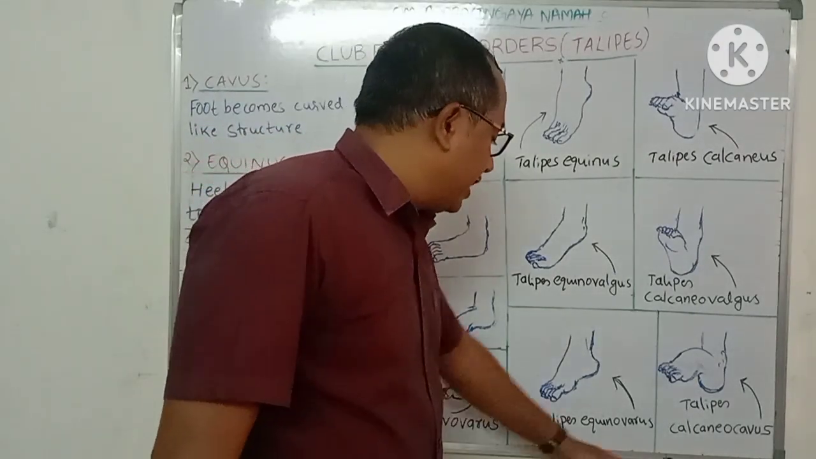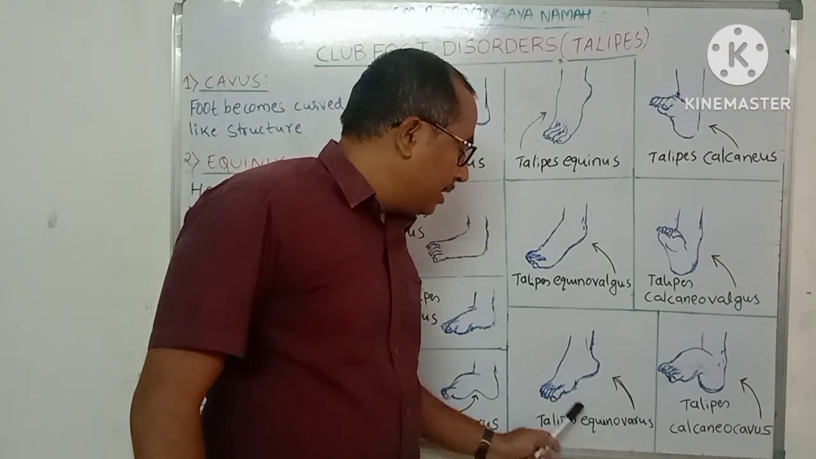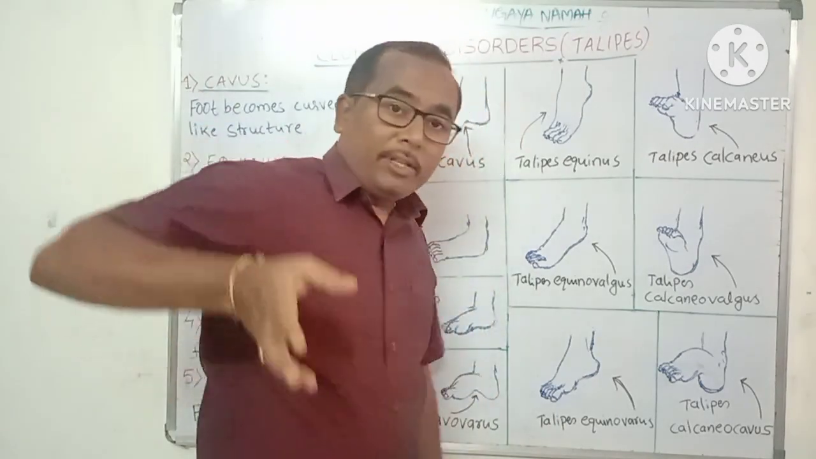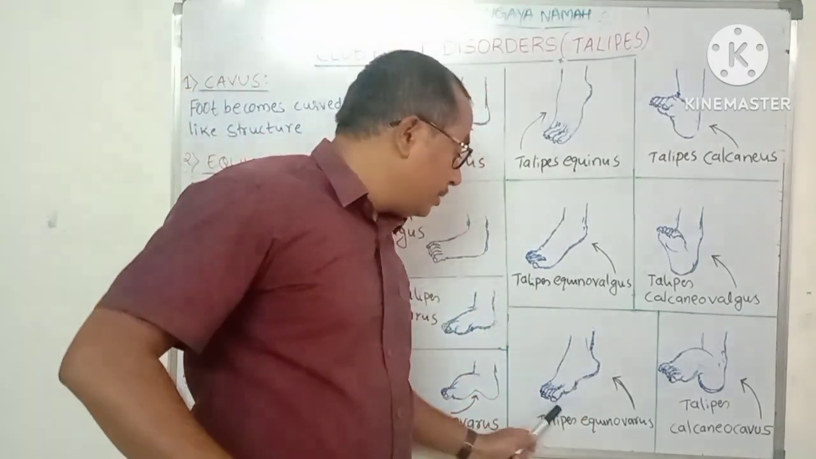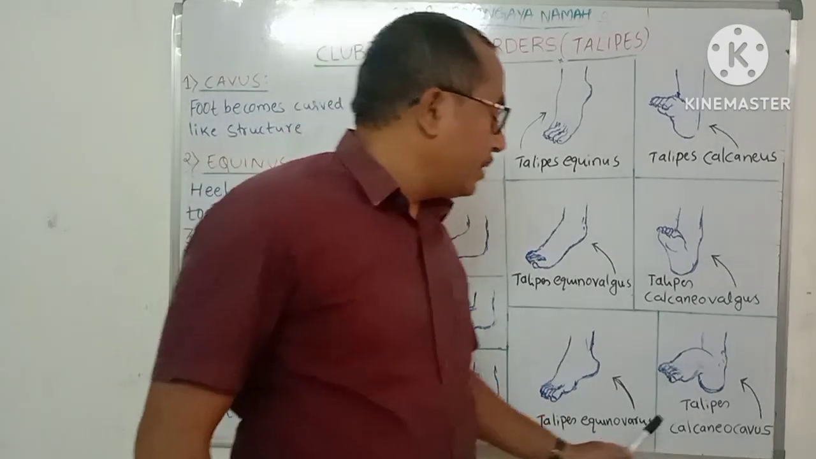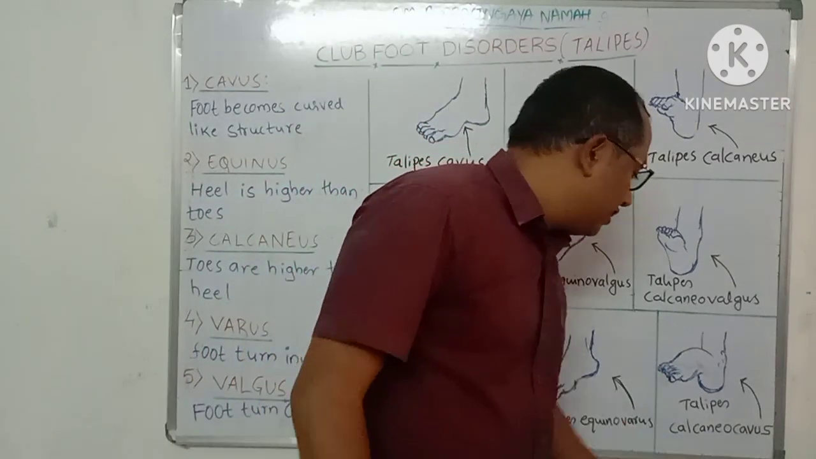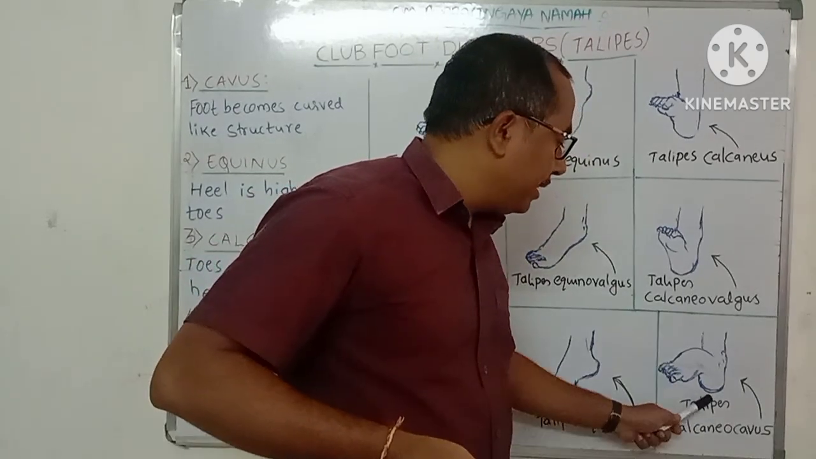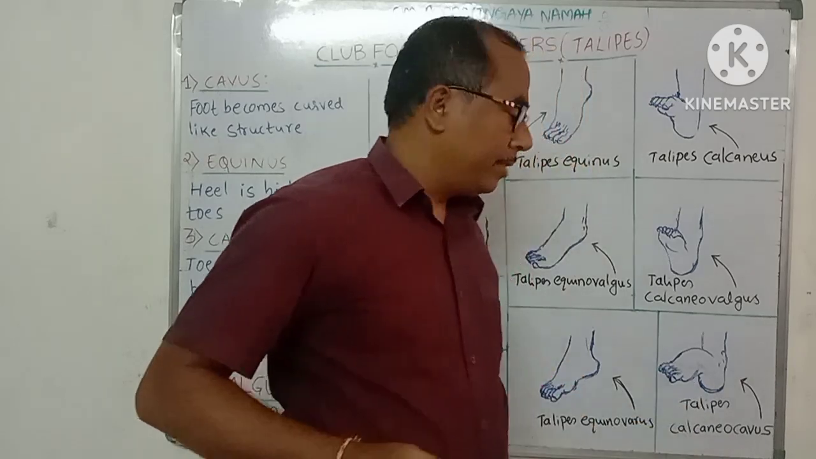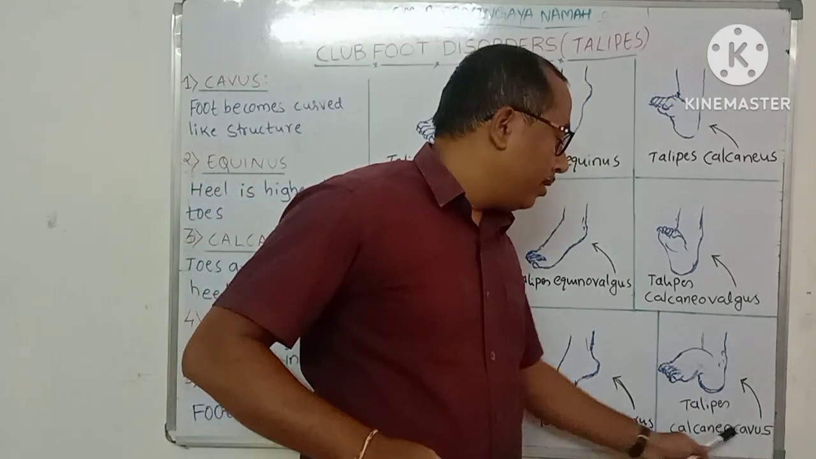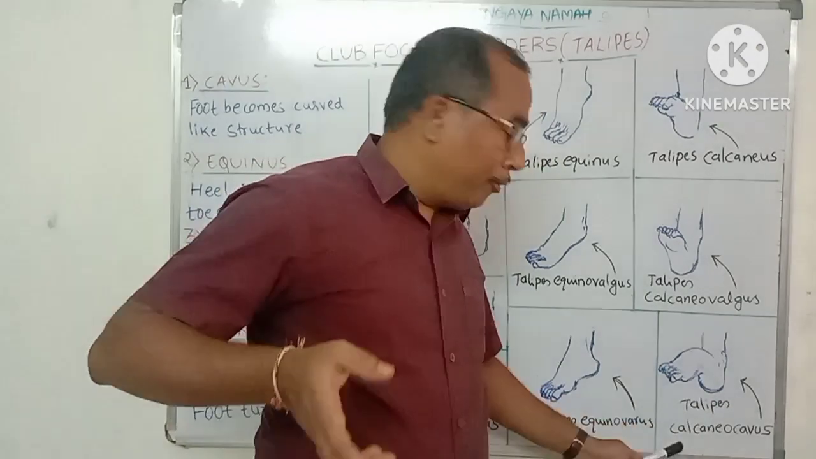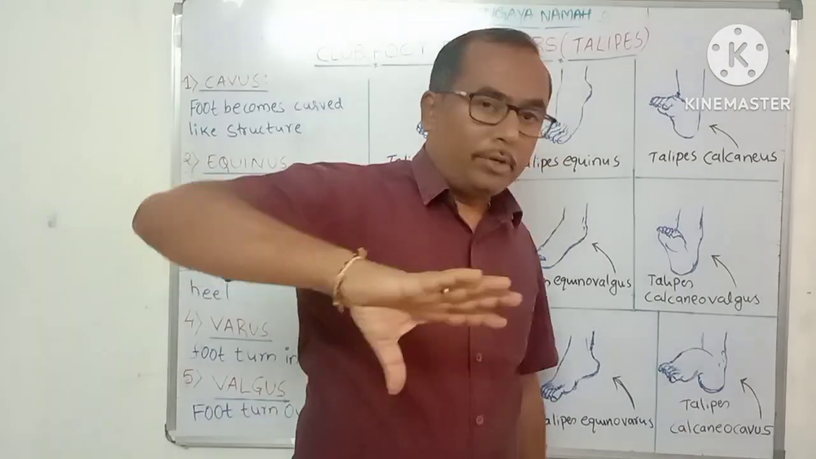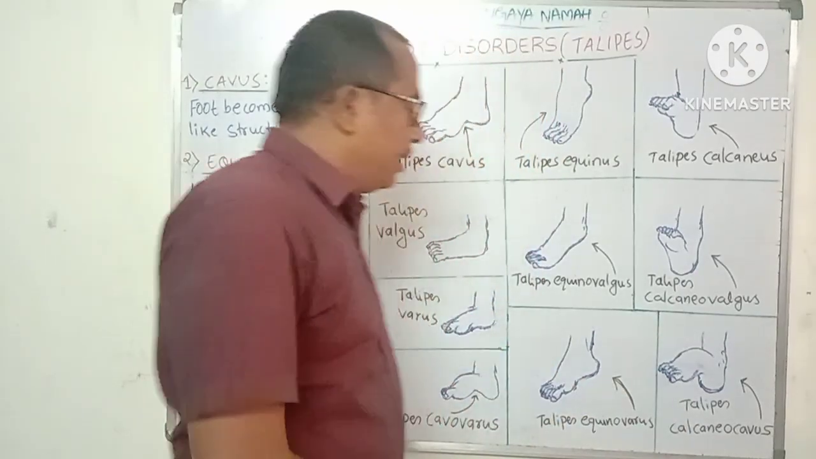Next is talipes equinovarus. Equino means heel is higher than the toes, and varus means foot is turned inward. When the foot is turned inward and the heel is higher than the toes, it is said to be talipes equinovarus. Next is talipes calcano-cavus. Calcano means toes are higher than the heel, and cavus means there is a curvature in the foot. So that is all about talipes calcano-cavus.